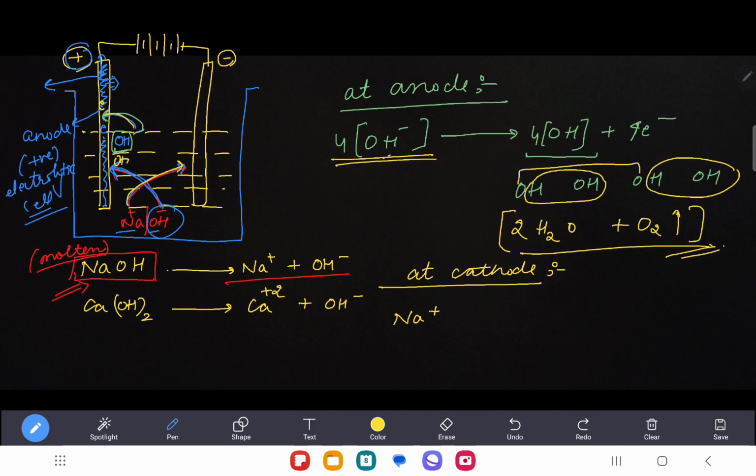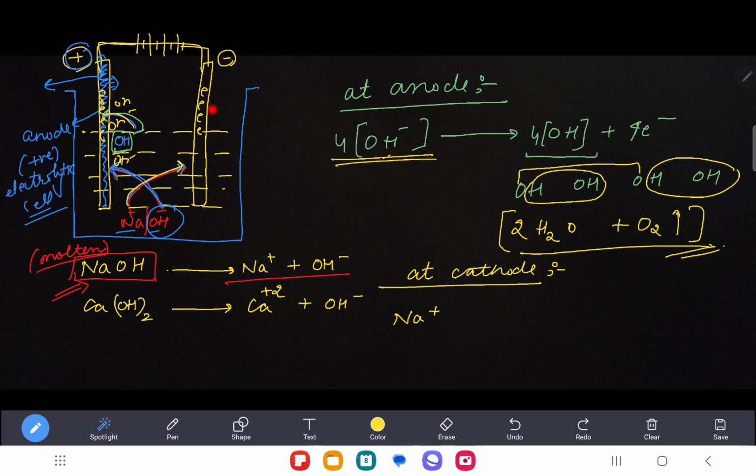So 4 OH negative we have sent. So 4 Na shall go because every OH is donating one electron. All those electrons are being transferred right here in the rod. So in one complete cycle, 4 OH donates individually one electron each. 4 electrons are transferred into the battery. It reaches the negative rod.